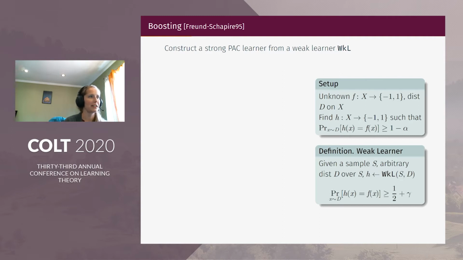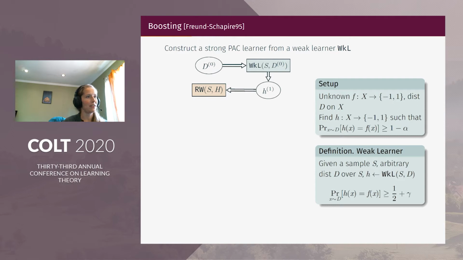It looks something like the following cartoon. So we start with some distribution D0, which is typically the uniform distribution over the sample, and call our weak learner on this sample and this distribution. Weak learner outputs some hypothesis H1. We then add H1 to our collection of hypotheses H and run a reweighting algorithm that uses this collection of hypotheses to reweight the distribution over examples, emphasizing those our hypotheses have performed poorly on so far.